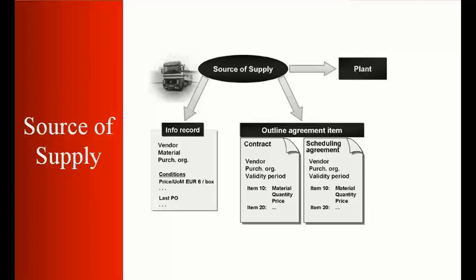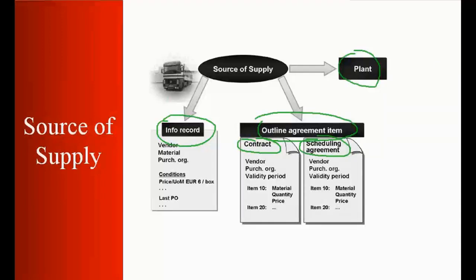We have three types of source of supply. It can be your info record, which is known as purchasing info record, or PIR as well. The other type is outline agreement items. We can also create outline agreements, and there are two types of agreement that we'll be covering in today's class: contract and scheduling agreement. And the third source can be a plant, which means another plant is sending the goods to a different plant. So these are the sources of supply.